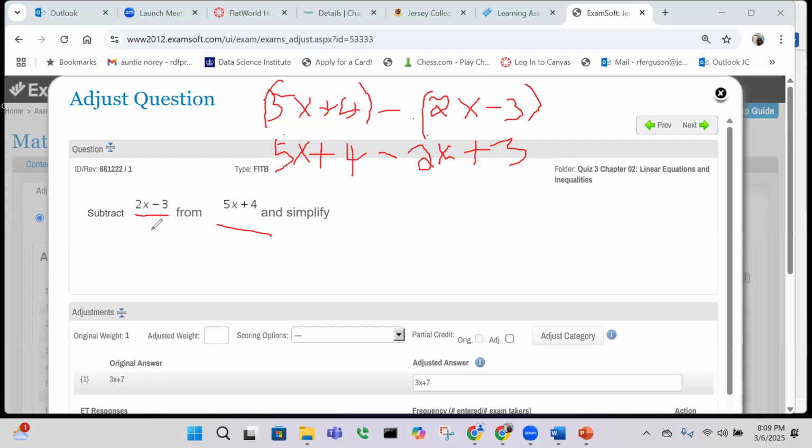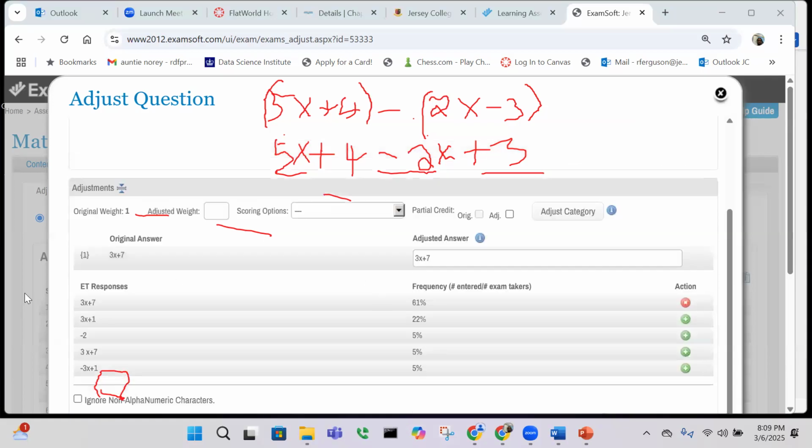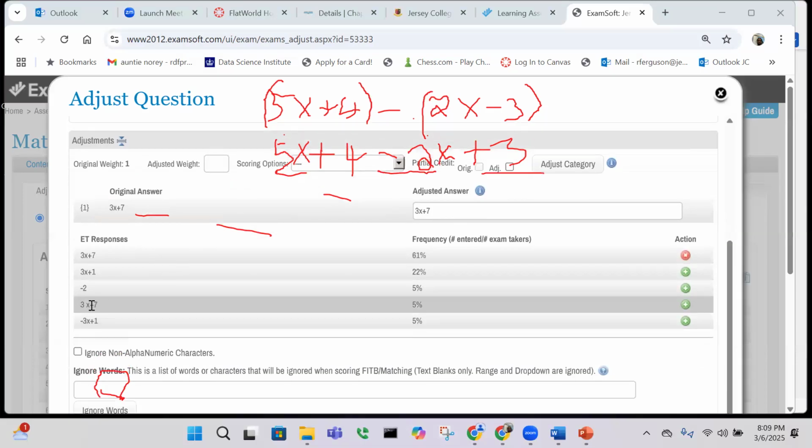That's what that's saying. And from here, we subtract and group like terms. 5x minus 2x is 3x, and 4 plus 3 is 7. That's where the answer came from: 3x plus 7. I can look through to see if anyone had 3x plus 7. Like this one is 3x plus 7, so I'm going to mark it correct. They just spaced it crazy, but it's okay.